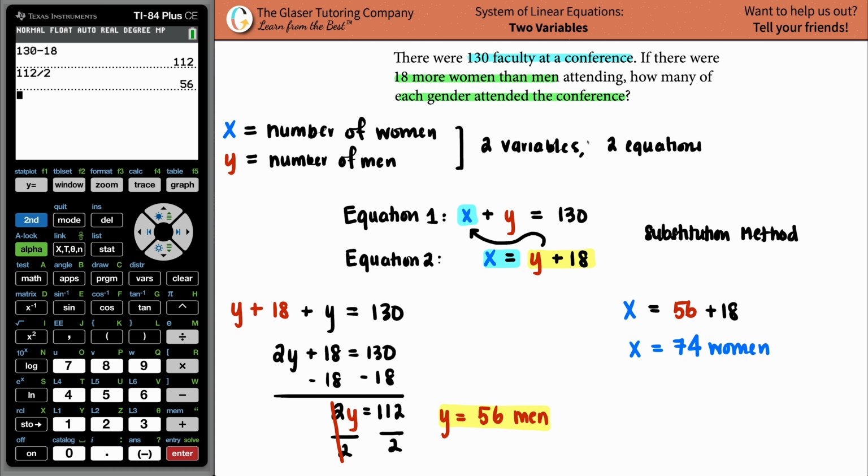And you could always just triple check, because if you add up your total number of men and women, how many people were supposed to be at the conference? Yeah, 130. So if we take 56 and plus 74, you get 130, and that is it. So 74 women attended, 56 men attended, and that's the end for this.